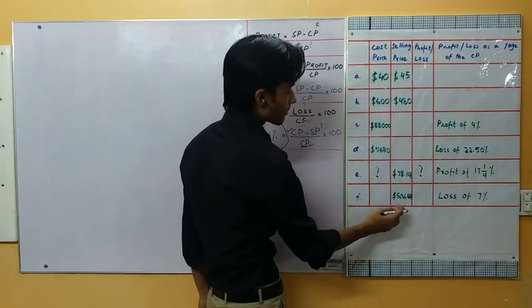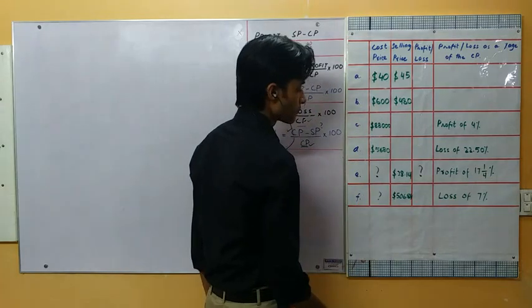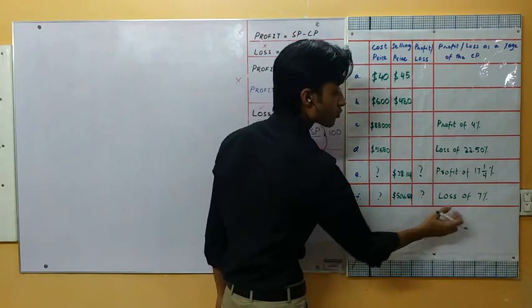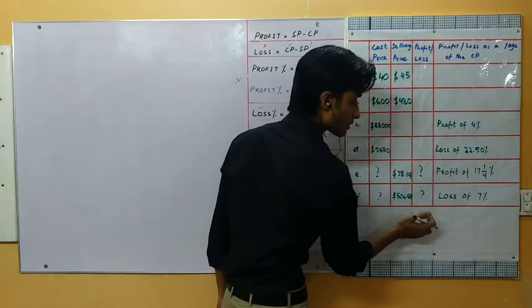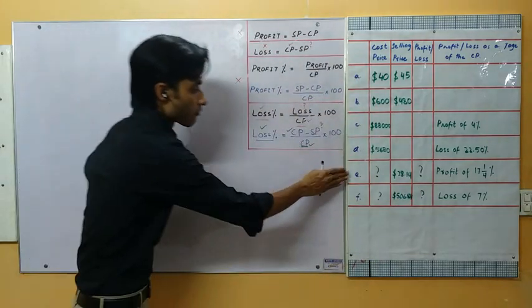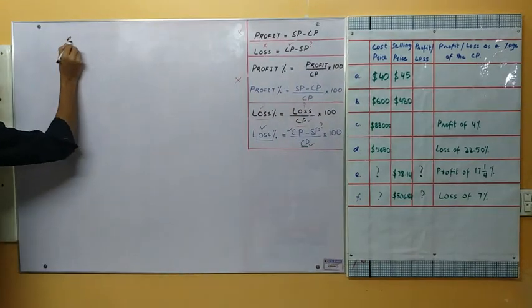In this case, selling price is there. This is cost price, which is not there, and this is definitely going to be the loss percentage given, so this is loss. Anyways, first let's discuss part E.